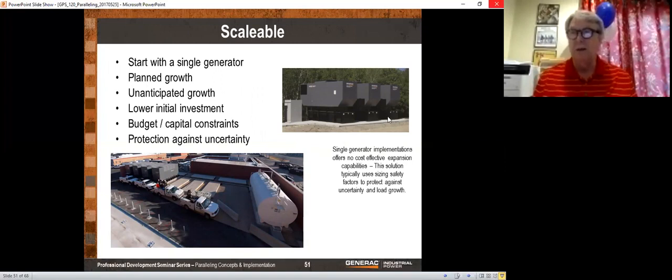Here's another example of one that we did for a water treatment plant. They wanted a 1,500 kilowatt. We supplied 3 500s, and it turned out the total plant load during the first power outage was under 1,000, so they have an extra generator.